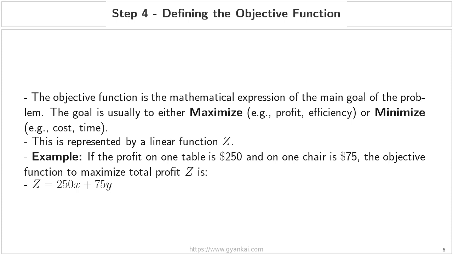Now that we have identified our unknowns and established our non-negative constraints, we move on to the final and most crucial part of the formulation. Step 4. Defining the objective function. In the next few slides, we are going to see how we pull all these individual pieces, the variables, the constraints, and this objective function, together to create one complete, comprehensive mathematical model.